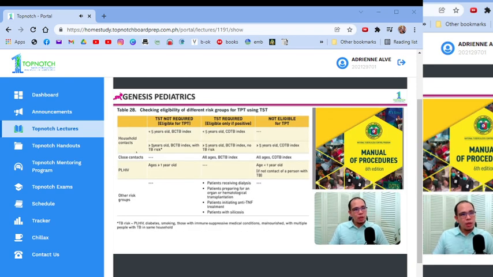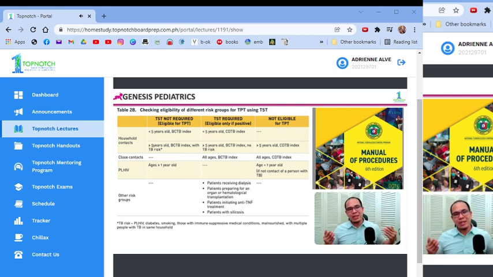Okay? So when we're talking about your tuberculin skin test, okay, when should you do it? So hindi lahat ng patient ay kailangan ng tuberculin skin test. Okay? So this table is found in your Manual of Procedures for the National Tuberculosis Control Program. Please do read this, very important. This is 190 pages of critical information for managing tuberculosis. Okay? Doc, sobrang dami, 192 pages. Of course, hindi naman kailangan i-memorize lahat yun.